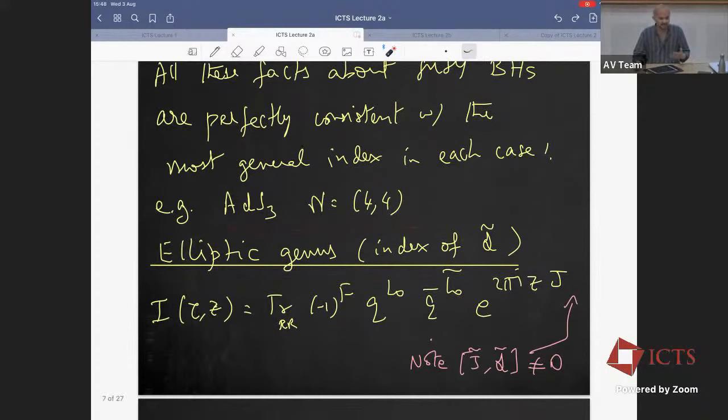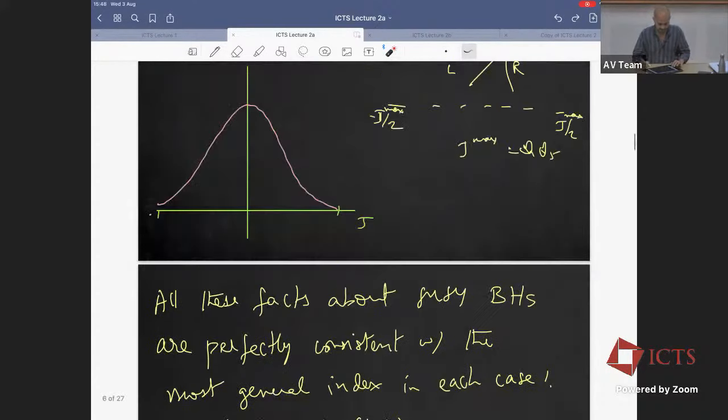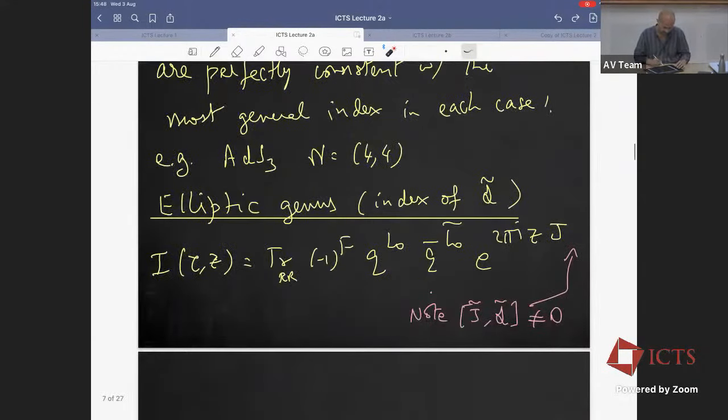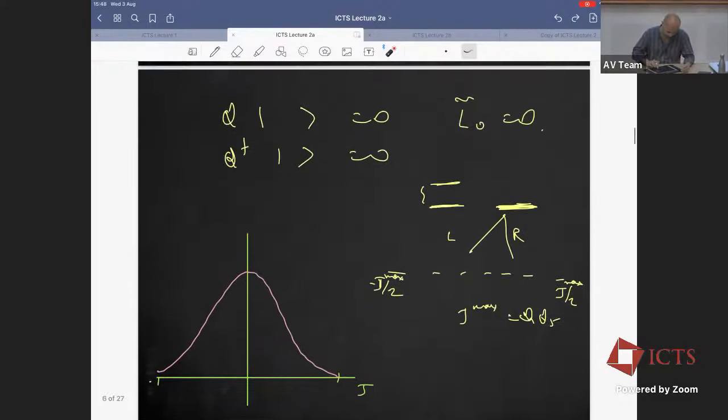Because for radius 3, the index that counts these states is the elliptic genus. You put the right movers in the ground state and put the left movers in whatever state you want. And then what is the elliptic genus? That's the index of a certain supercharge in the right moving sector, the one that you impose. Sorry, this should have been Q tilde.